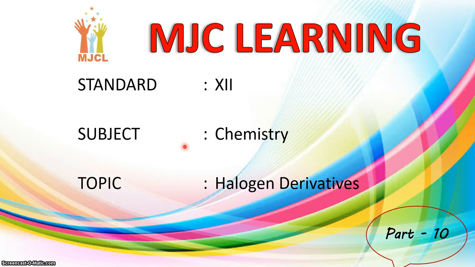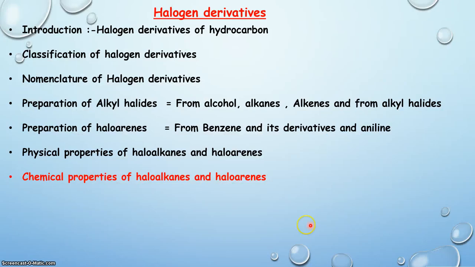Today we are going to study chapter number 10 of chemistry, that is halogen derivatives. This is part 10, so let's start.